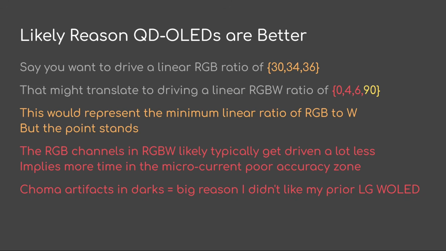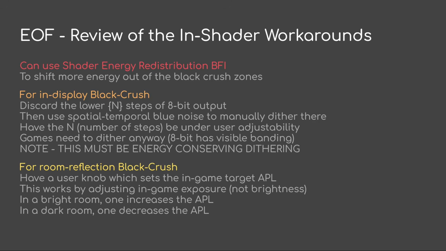Back when I had an LG WOLED panel, I didn't like the chroma artifacts I would see in the darks. Luckily, we do have a lot of in-shader workarounds for all these kinds of problems. All these come in the form of energy redistribution. So for instance, we can use shader energy redistribution, BFI, to shift more energy out of the black crush zones and put it towards the first frame in a series of frames.